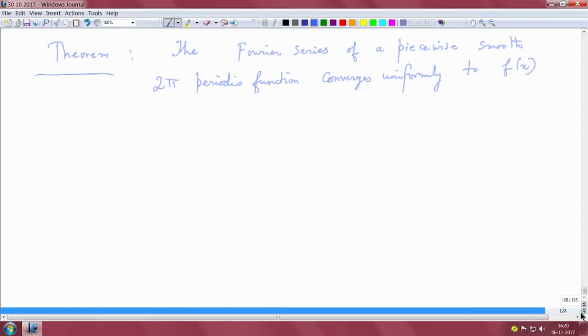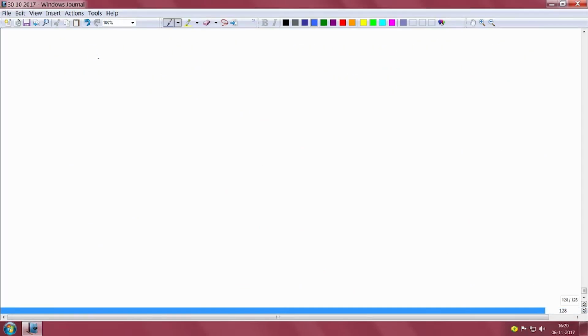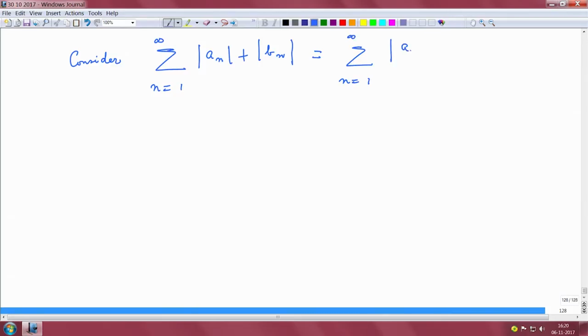Now, consider the summation n equals 1 to infinity of the absolute value of a n plus the absolute value of b n. Now, this is equal to the summation n equals 1 to infinity of the absolute value of a n double dash upon n square plus the absolute value of b n double dash upon n square, right, because we have the link between a n and b n.